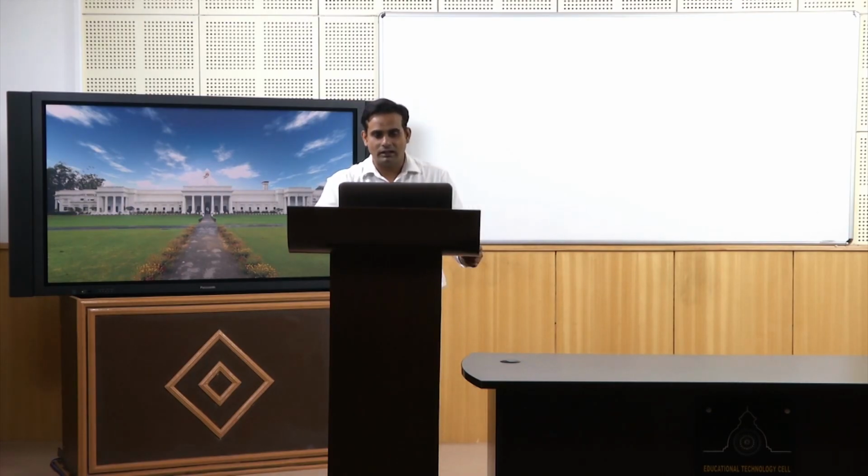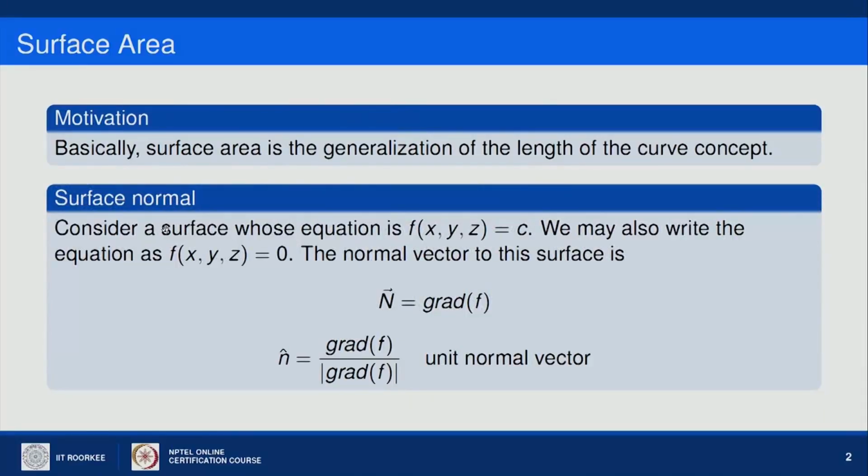We know that if f(x, y, z) = c is the equation of a surface, then the normal vector to this surface is given by the gradient of f, or the unit normal vector is given by gradient of f upon magnitude of gradient of f.